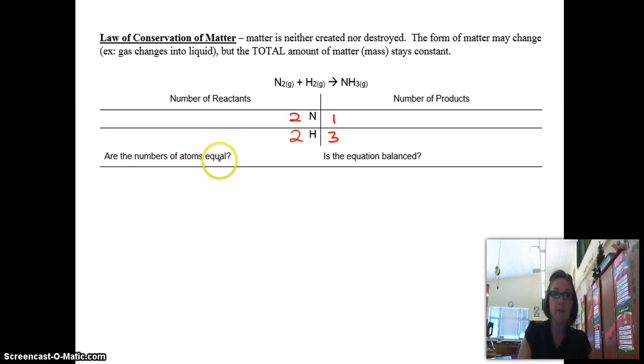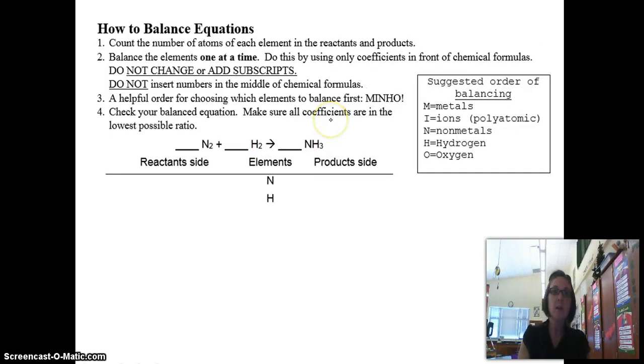So are the number of atoms equal? Well, no. I've got 2 nitrogens and only 1 on the product side. And then, so is this equation balanced? No. I don't have equal amounts on both sides of the arrow, so if you picture like a teeter-totter, this is not balanced. So this is how we balance equations. What we need to do is count the number of atoms of each element in the reactants and products. That's what we just did on the other side.